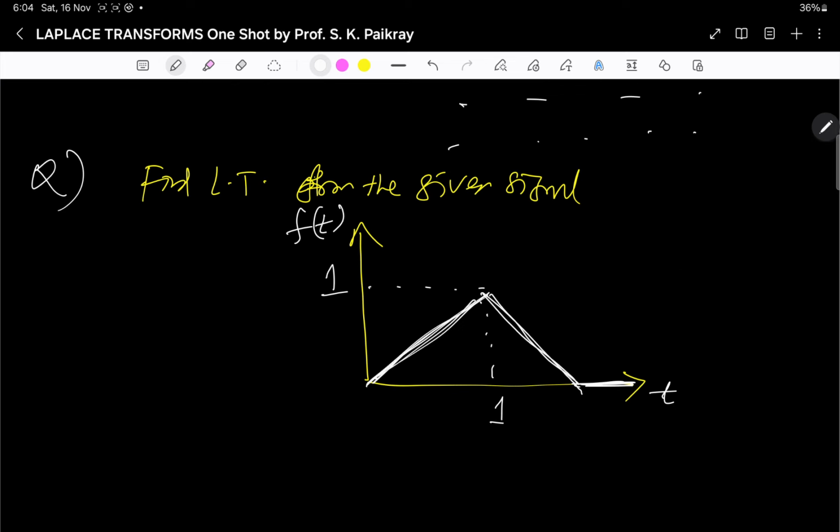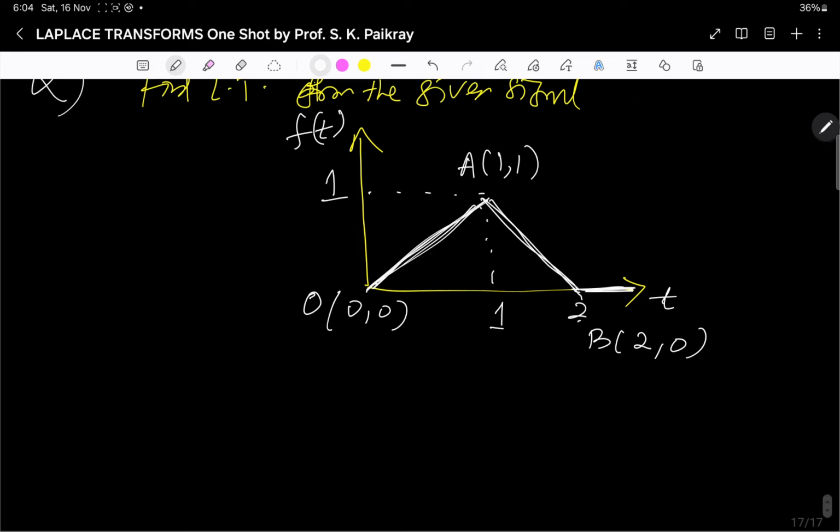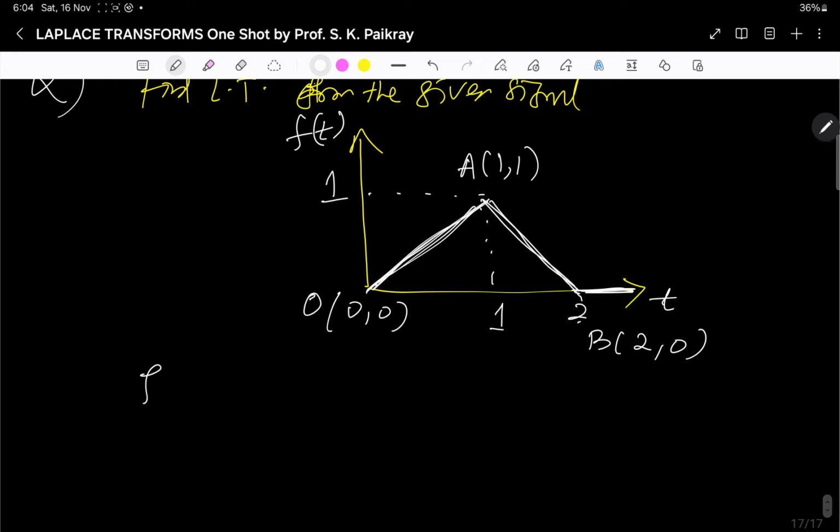So let me solve the last question. A signal is given like this. Accordingly, the signal is split here. This is origin (0,0), and this point A has coordinates x-axis 1, y-axis 1, and here this point B is (2,0). So what is the function then? f(t) is split into three parts.